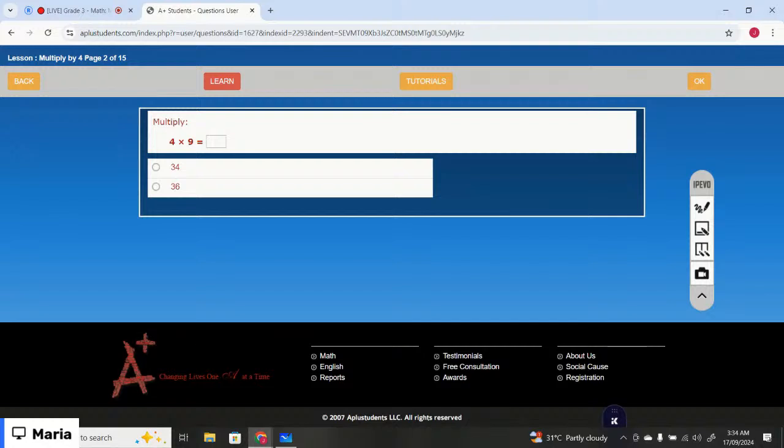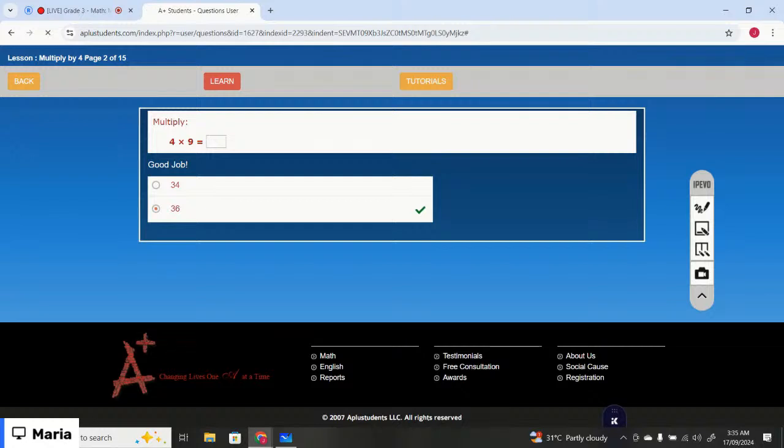The next one is 4 times 9, which is the correct option? Either you do 4 times 9 or you do 9 times 4. The answer is exactly the same, right? So 4 times 9 equals 36. So the correct option is 36. Option number 2 is the correct option.